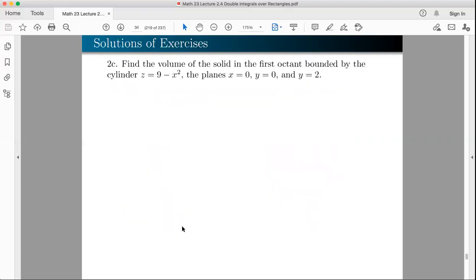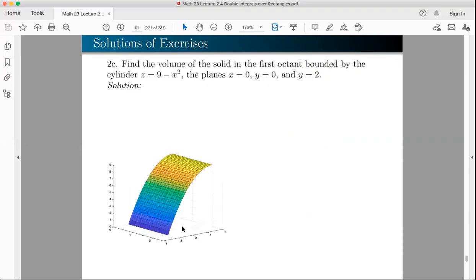Finally, we consider the last example. We want to find the volume of the solid in the first octant bounded by the cylinder 9 minus x squared, the planes x equals 0, or that is the yz plane, y equals 0, or that is the xz plane, and the plane y equals 2. A sketch of the solid looks like this. Take note that this axis here is the x-axis, this is the y-axis. This was plotted in MATLAB.